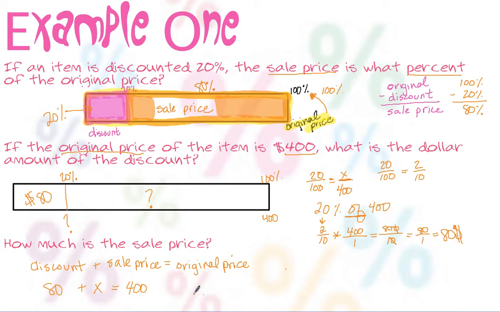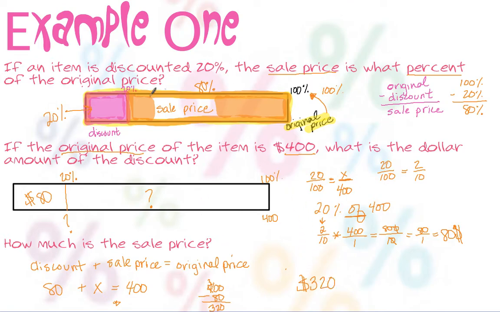So I take my original price minus my discount. 10 minus 8 is 2, 3. So my new price is $320.